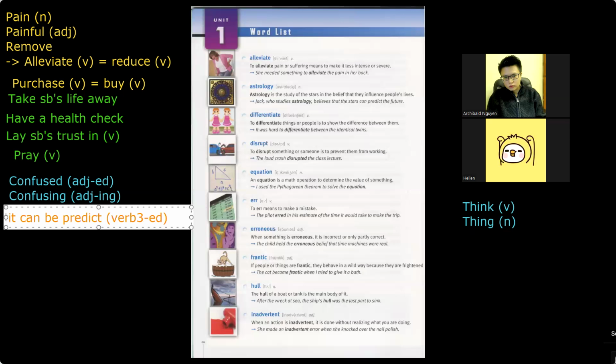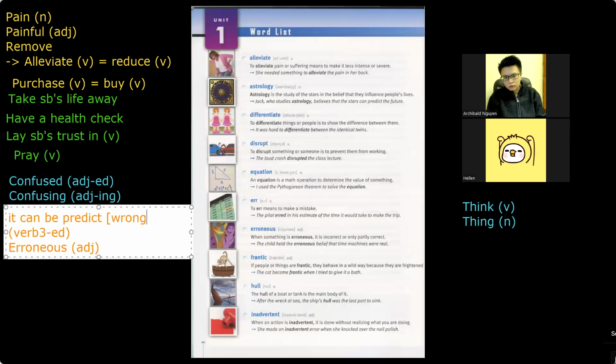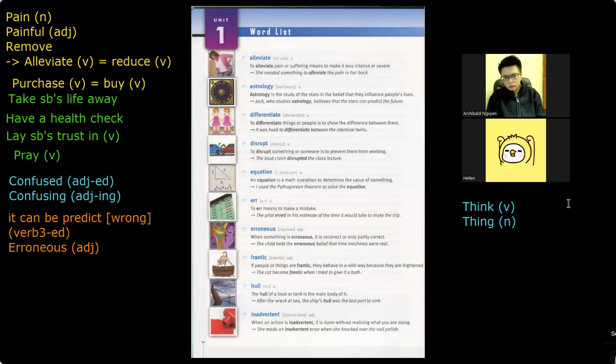And here, erroneous situation. Erroneous means something is not correct, something is incorrect, or something is inaccurate. So when a situation is erroneous, it means the situation is not correct. So please be careful with the meaning because it's going to be wrong in your sentence, right? So here, please be careful. Okay, so let's go.